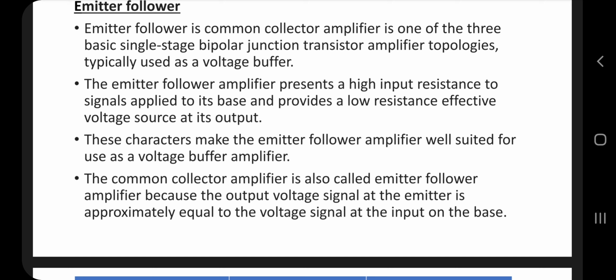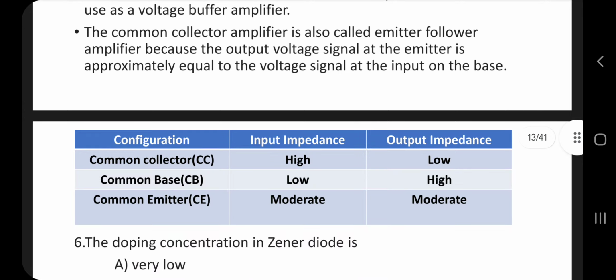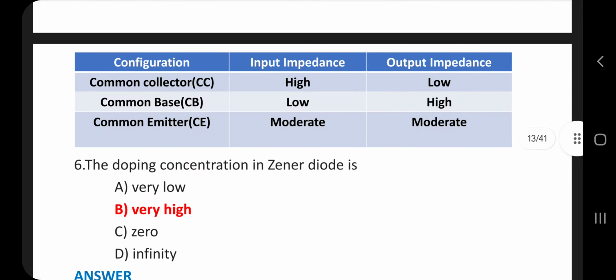The common collector amplifier is also called the emitter follower amplifier because the output voltage signal at the emitter is approximately equal to the voltage signal at the input on the base. Configuration and input and output impedance of various configurations. For common collector, the input impedance is high and output impedance is low. For common base, input impedance is low and output impedance is high. Common emitter, input impedance is moderate and output impedance is moderate.